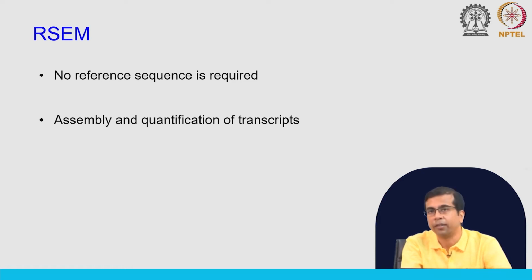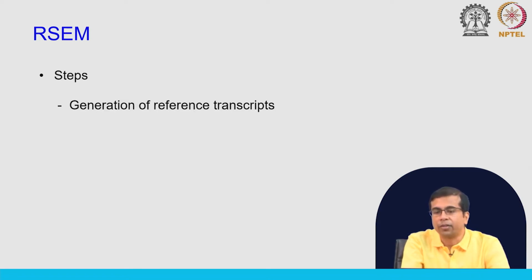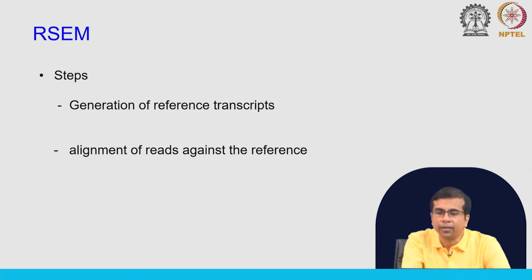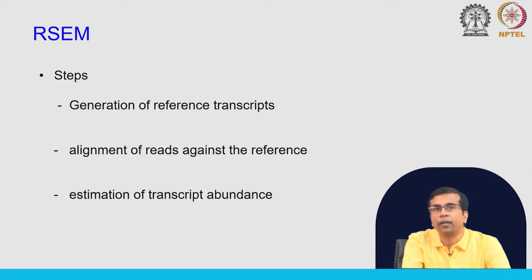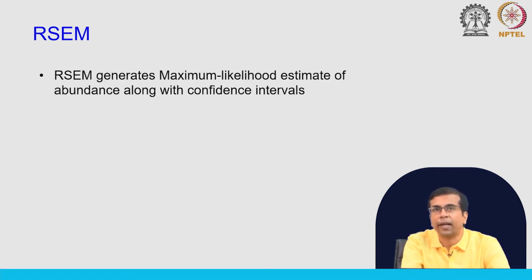We have discussed many such tools before. Now, there are several steps here. One is generation of reference transcripts from the read data, and then the reads are aligned against the reference, and based on this alignment you have the estimation of transcript abundance. What is unique about this tool is that it generates a maximum likelihood estimate of abundance along with confidence intervals. It gives you the 95% confidence interval for each feature, so it is not just a single number for count, you also have a confidence interval.